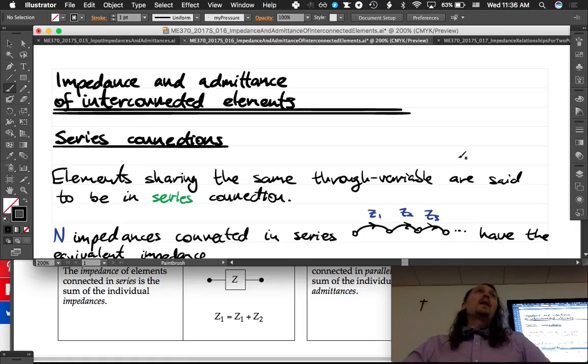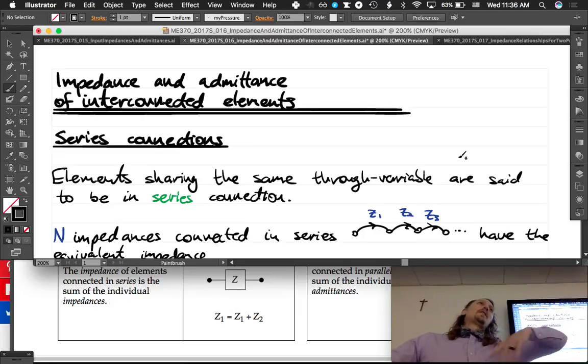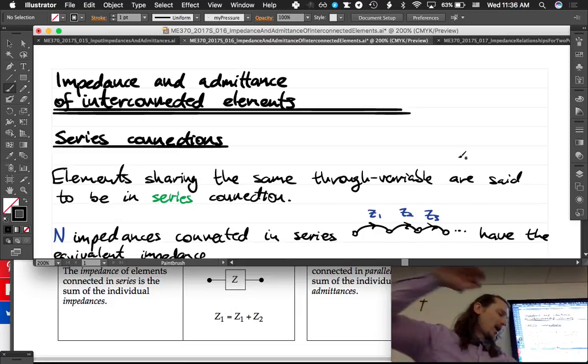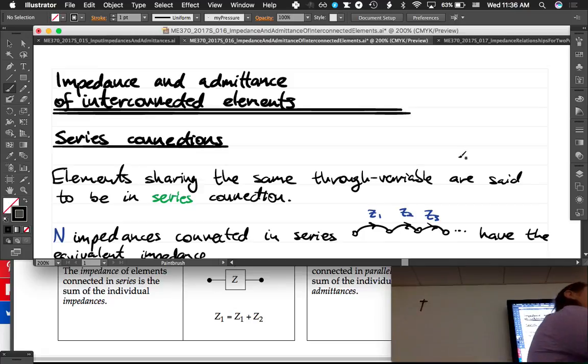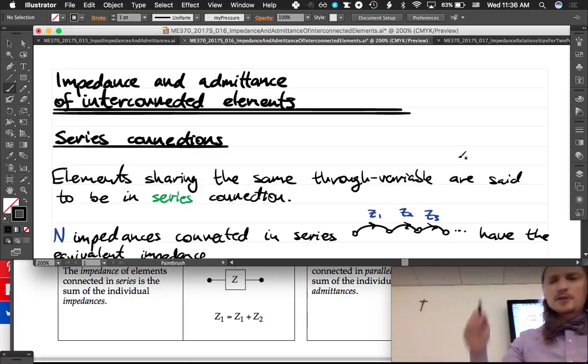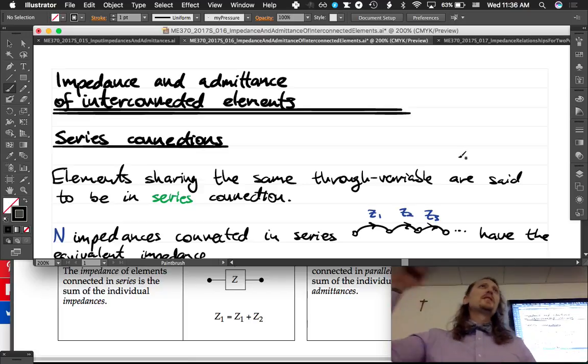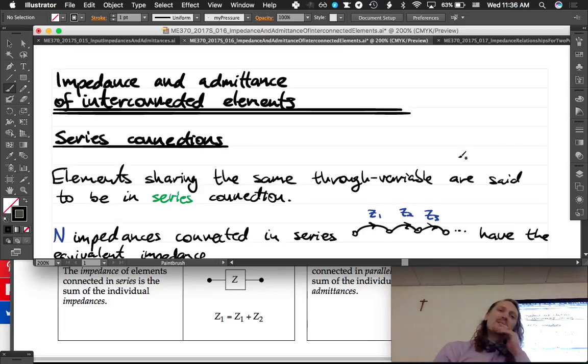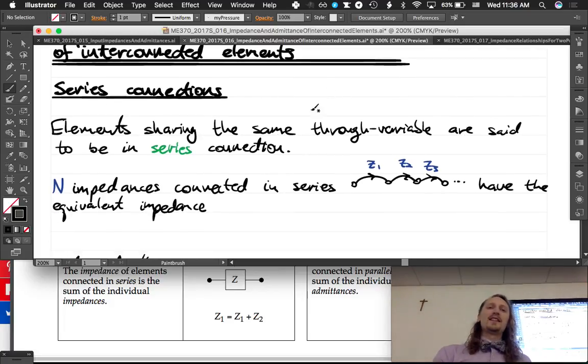So what happens if you put two of them in series, though? Should we just give up? If our system's more than one element, should we just walk away? I challenge you not to walk away, to instead review these notes, because it's very easy to combine the impedances and admittances of individual elements.